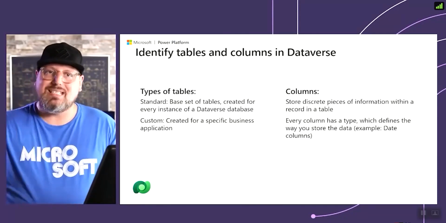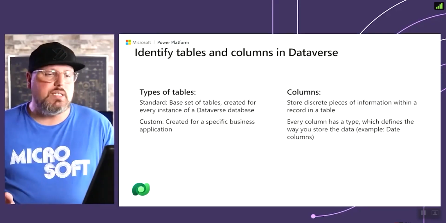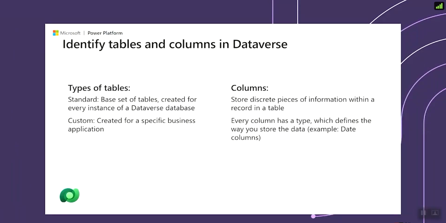And each of those tables will have columns or fields. So you can store discrete pieces of information within a record of a table. So for the definition of a building, maybe you'll need the GPS location, the year it was built, the insurance number, or whatever. And every column will have a type that defines the way you store the data. So you can have date columns, you can have choices, you can have free text, auto-calculated fields. So these are two of the key components around tables and columns in the Dataverse.